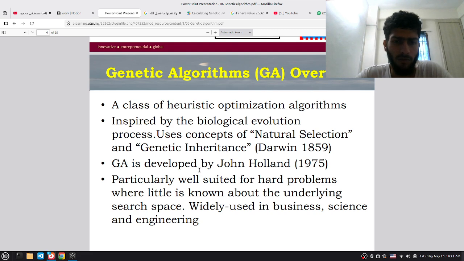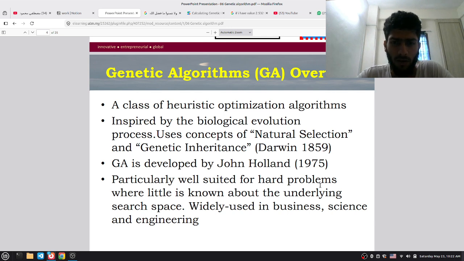The genetic algorithm was developed by John Holland in 1975, so it's been like 45 years since the genetic algorithm came out, inspired by biological evolution. So it's actually the biological principle that uses the concept of natural selection. In Darwin, we don't agree with this person, but that's it.